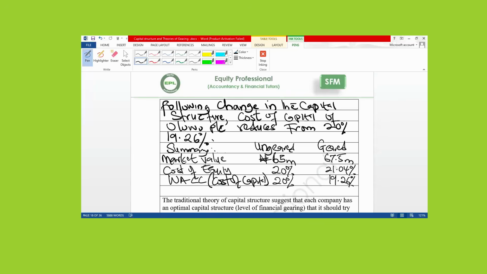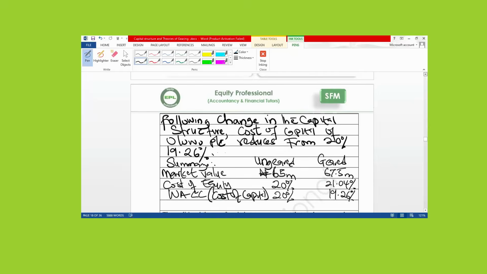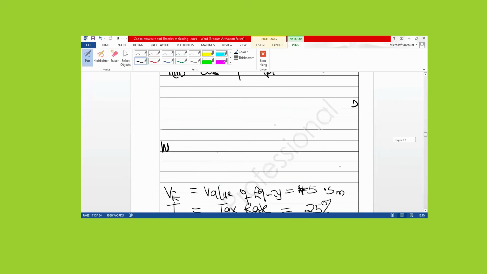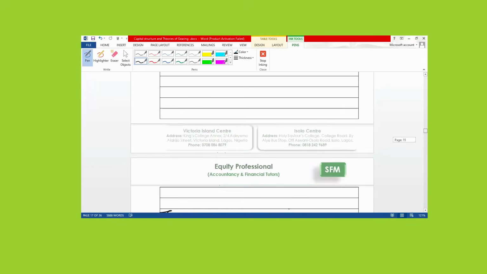We are done with the A part of this question. Any question? Clarification? All right. Let's look at the B part of the question.